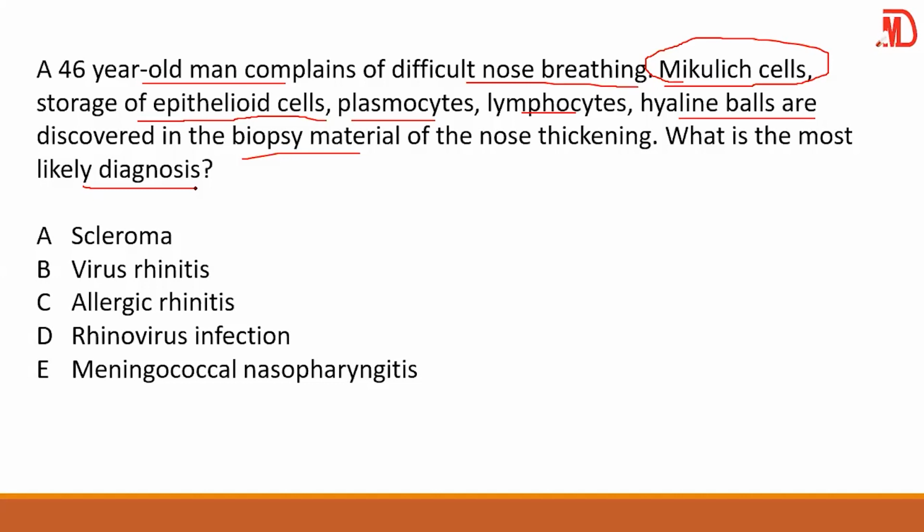Good. Now, in what we call rhinoscleroma of the nose, it is characterized by the presence of scleroma. That is rhinoscleroma. And a scleroma simply means we have plasma cells, epithelial cells, lymphocytes, and hyaline spheres or hyaline cells. That's what scleroma really means. Not only does it contain scleroma, it also contains mucolish cells. Again, rhinoscleroma contains scleroma and mucolish cells.